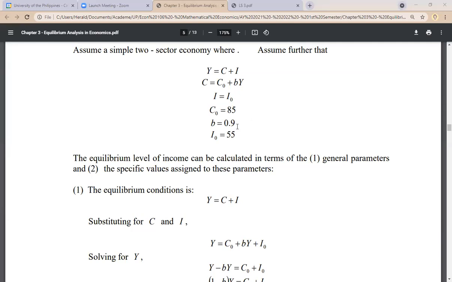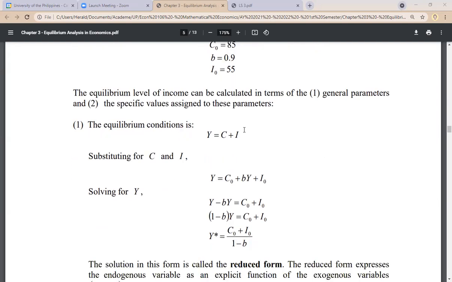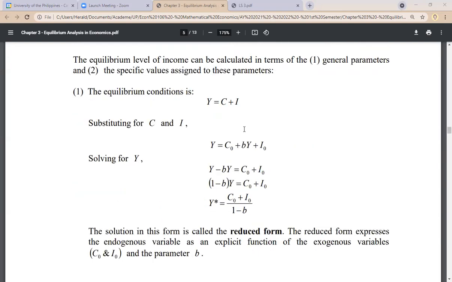So if we're confronted with this problem, we can solve it in two ways. The first one is using parameters, and then we can use the reduced form to substitute specific values, or we can directly substitute these values into these functions here. So again, the first thing to take note of is to look at those values that are endogenous to the model, and we also look at those variables that are exogenous to the model itself.